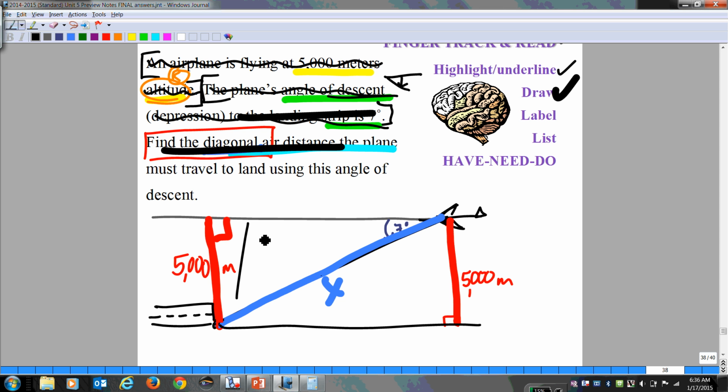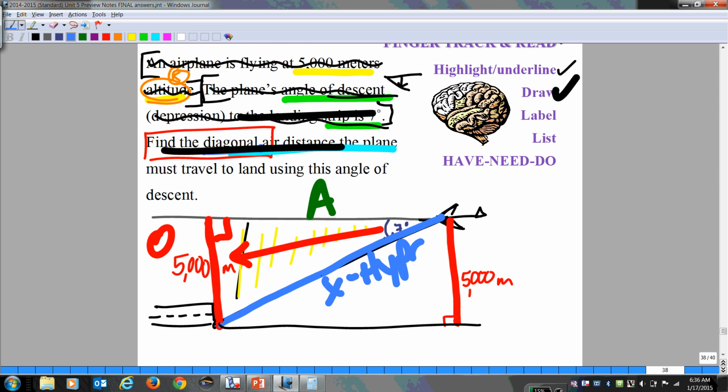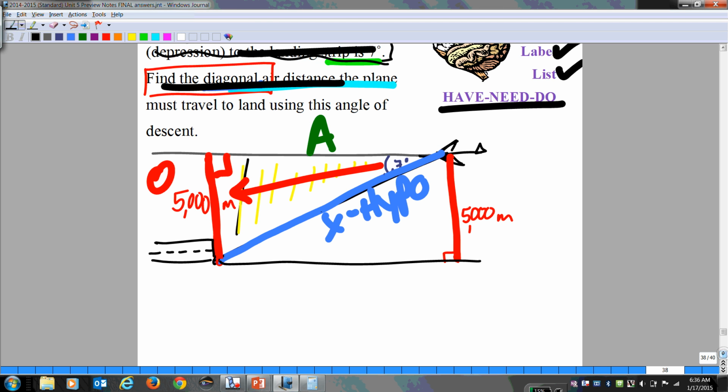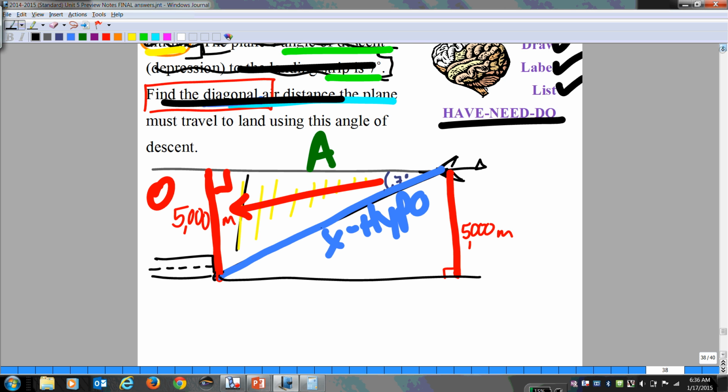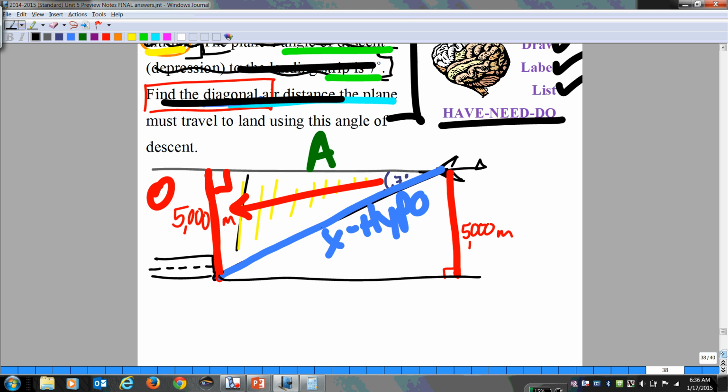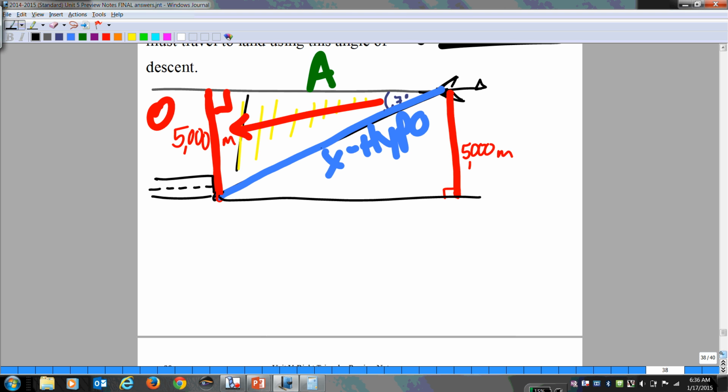Now using this triangle, we're going to label opposite, adjacent, and hypo. From 7, this is our opposite. That's adjacent. And x, of course, is our hypo. We've labeled. We have our list. Now we're going to do have, need, do. Again, when you're done with my word problems, they should be literally mutilated. If they're not, I know you're just copying and you're not actually thinking it through.